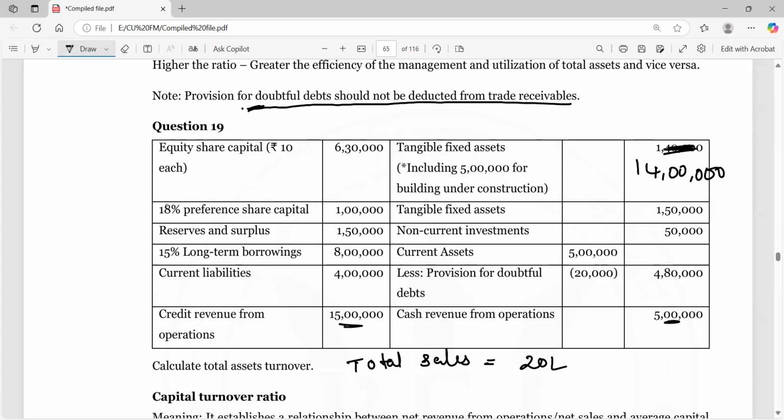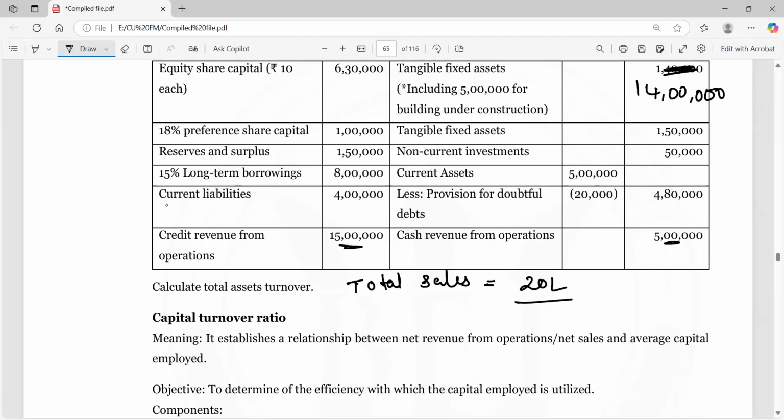Total sales needs to be divided by what? Total asset. What is the total asset here? Calculate the total asset. 14, 15, 50, 60, 60 plus 21 lakh. Provision for doubtful debt should not be subtracted, right? But listen, don't write it. This is the wrong figure. I will explain it. Listen.